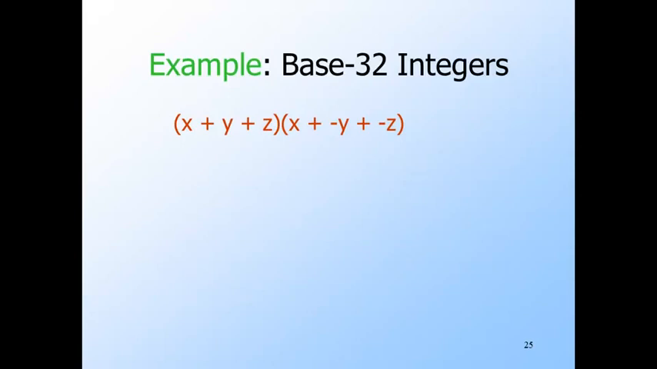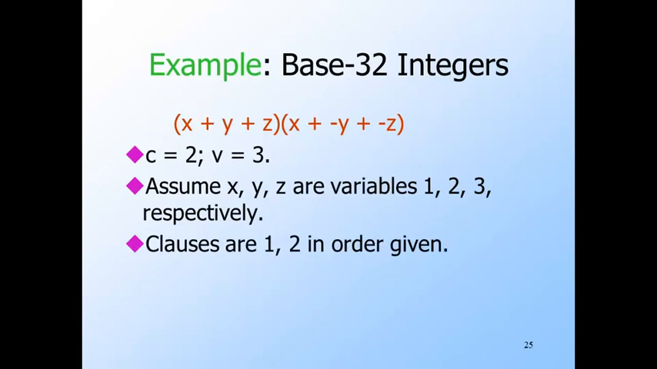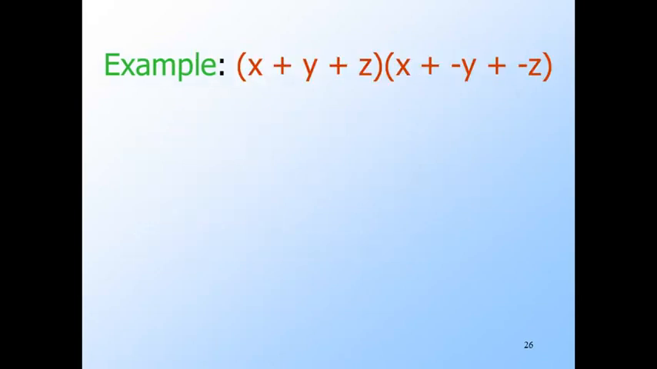So here's a tiny example. There are 2 clauses and 3 variables in this expression, so C equals 2 and V equals 3. Let's number the 3 variables x, y, and z by 1, 2, and 3 respectively, and number the clauses 1 and 2 in the order in which they appear. Let's see the base 32 integers constructed for this example. Okay. First, consider the literal x. There are 3 variables, so the first 3 positions correspond to the variables. X is the first, so its position is at the left end of the first 3 positions.